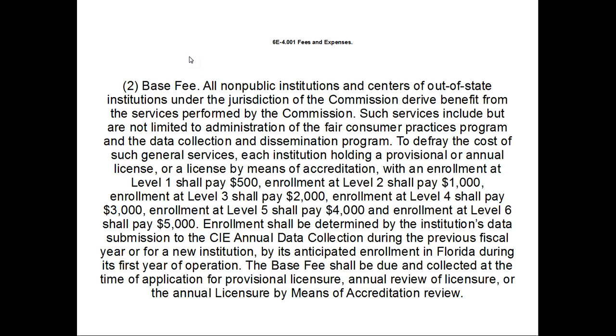Enrollment at level 2 shall pay up to $1,000. Enrollment at level 3 shall pay $2,000. Enrollment at level 4 shall pay $3,000. Enrollment at level 5 shall pay $4,000, and enrollment at level 6 shall pay $5,000. Enrollment shall be determined by the institution's data in the CIE annual data collection during the previous fiscal year. For new institutions, based on anticipated enrollment in Florida during the first year of operation, the base fee shall be due and collected at the time of application for provisional license and annual renewal of licensure and annual licensure by means of accreditation review.